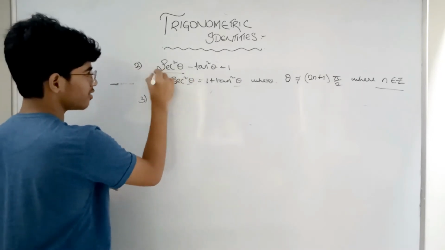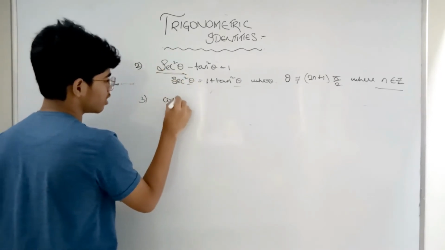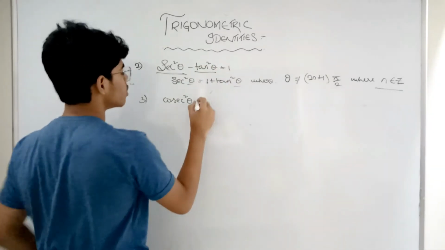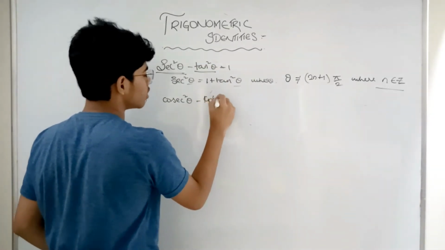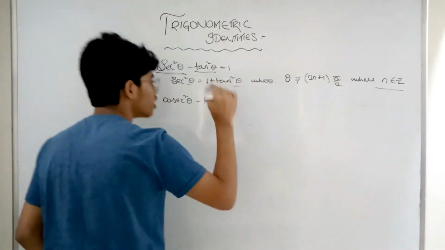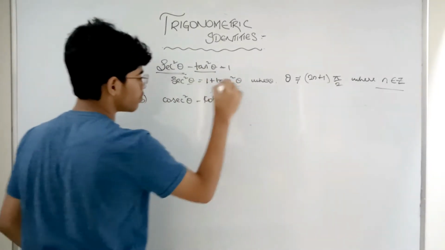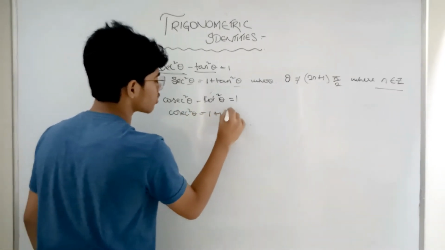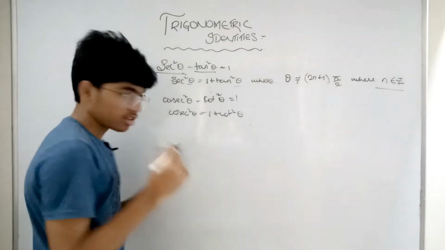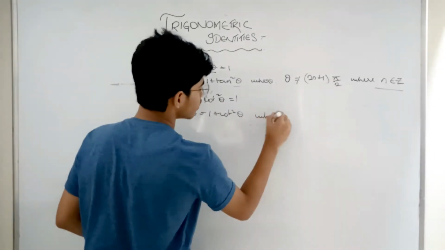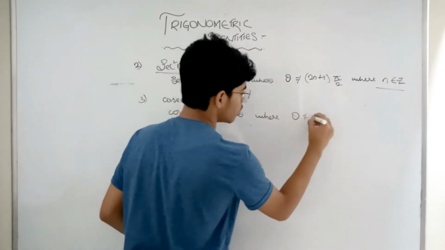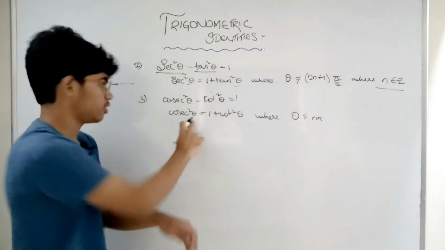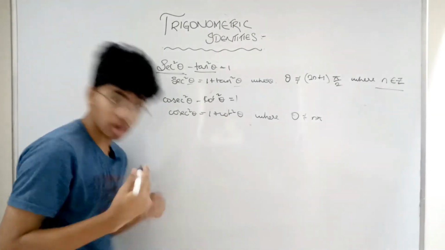Here in place of secant there will be cosecant, and in place of tan there will be cot. It will be cosecant square theta minus cot square theta equals 1. So cosecant square theta equals 1 plus cot square theta. We have another rule for theta: theta is not equal to n pi. Simple, because cosec n pi is not defined and cot n pi is also not defined.